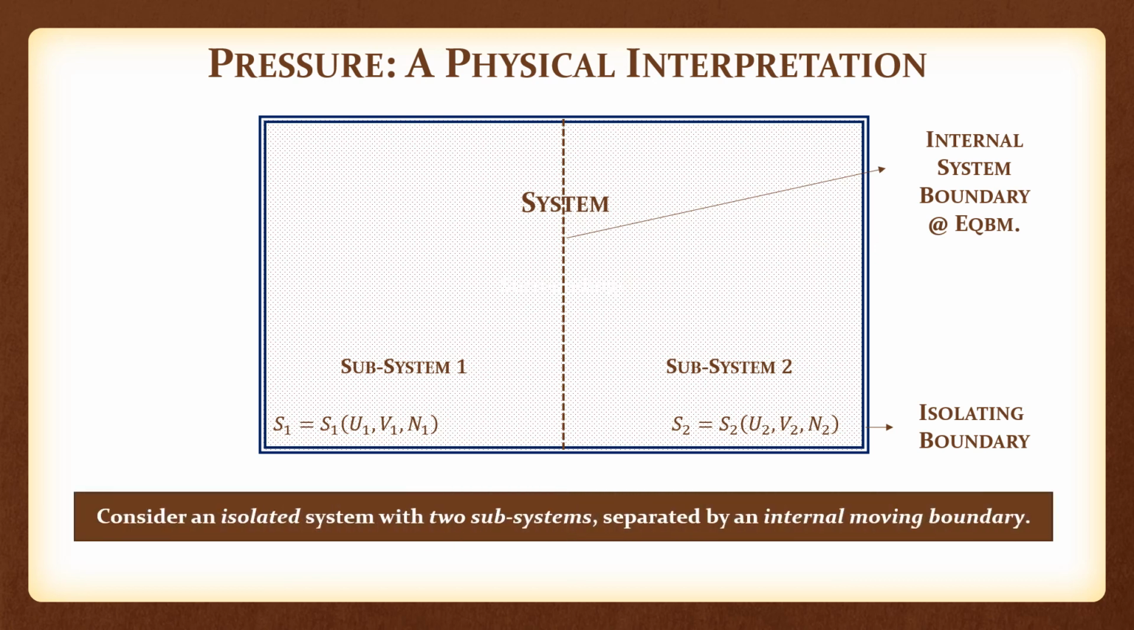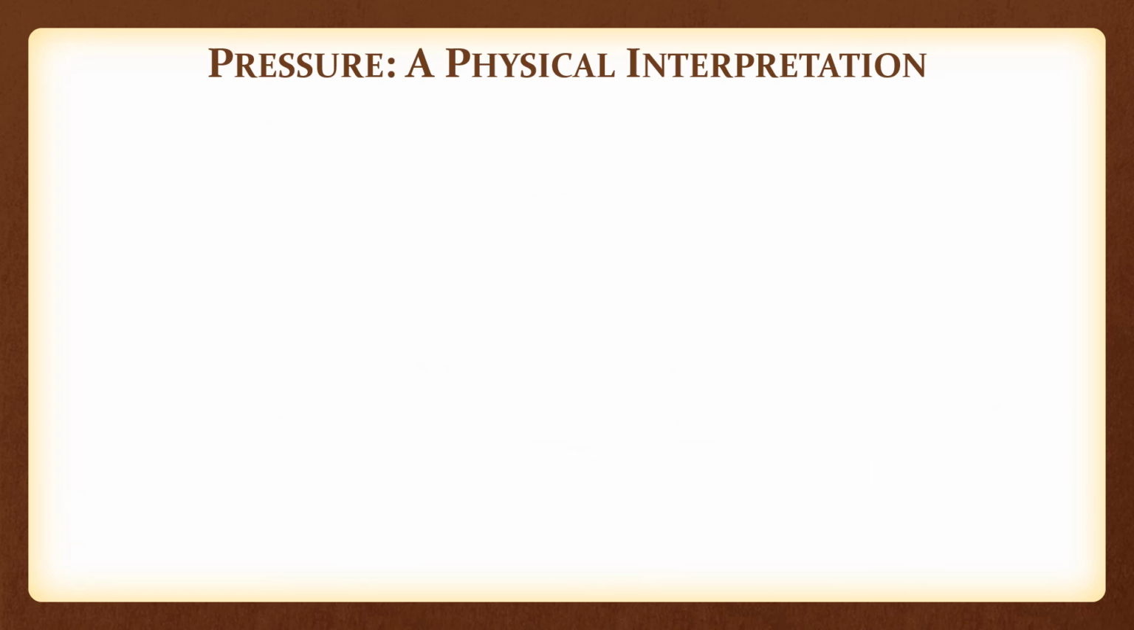Consider an isolated system with two subsystems separated by an internal moving boundary. So this is another example that I'm giving to illustrate pressure, right? A similar analogy can be constructed for temperature also. If you're interested, I urge you to try and do this. Such examples have been presented in Postulational and Statistical Thermodynamics by Y.V.C. Rao, as well as Herbert Callen's Thermodynamics and Thermostatistics.